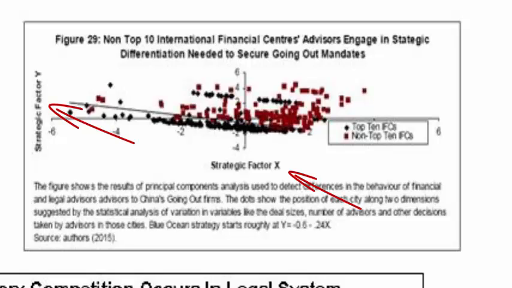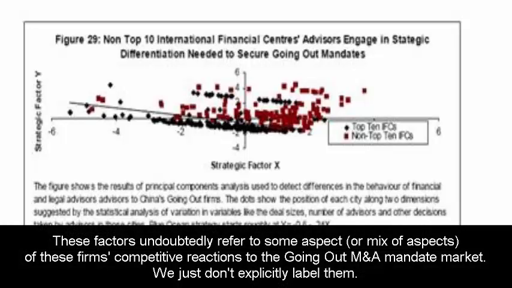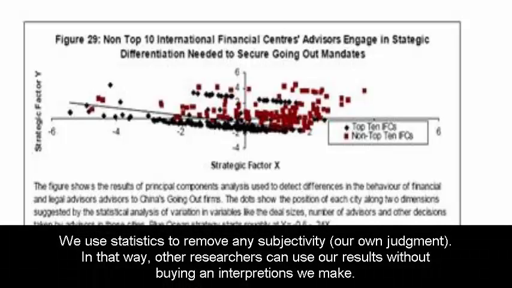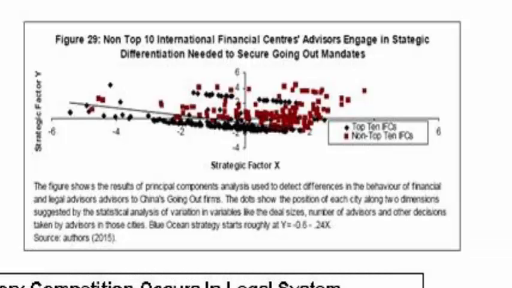And so that we don't get into this crazy debate about whether strategic factor X actually represents some label that we give it, like, for example, orientation to customer needs, we just don't label these factors. We say, look, there is some dimension of competitiveness that these advisors are working on. The data show that to us. That part cannot be argued. Now, we don't know what it is, and we're not going to even try and explain it.